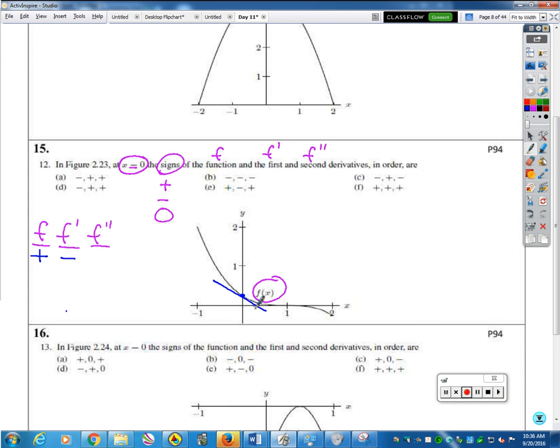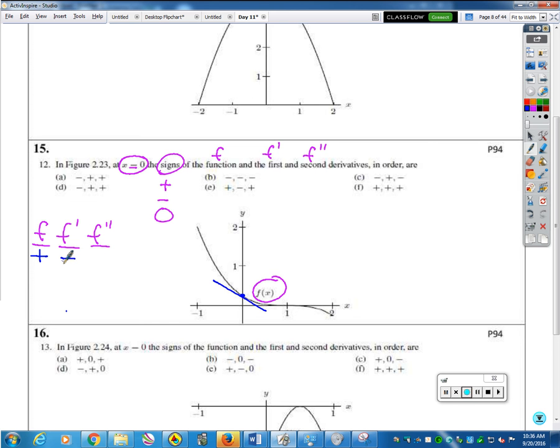We know that there's some tangent slope, and if we were able to calculate that slope, it would come out to be some negative number. And since f prime's y values always represent the tangent slopes, that means the y value of f prime is negative.